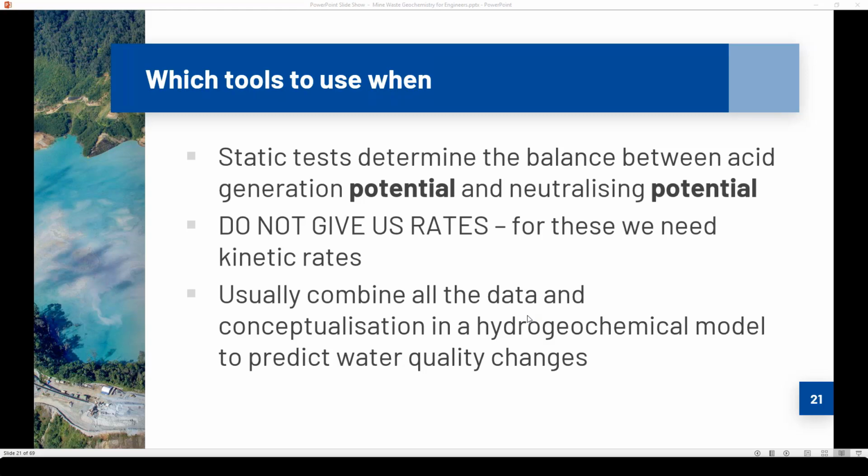So that is where we need to use tools like kinetic tests. What we usually do in most of our projects to understand this is combine the data from both the static tests and the conceptualization, as well as ideally kinetic tests and some hydrogeochemical modeling to predict the water quality changes over time. And that's really where we can integrate both the design elements and the fundamental geochemistry of acid mine drainage.